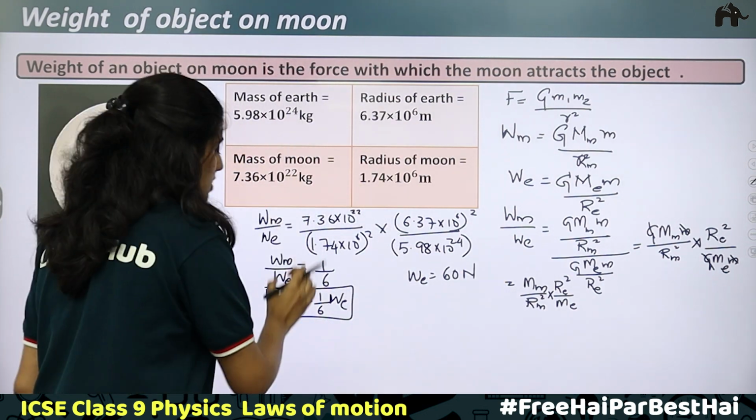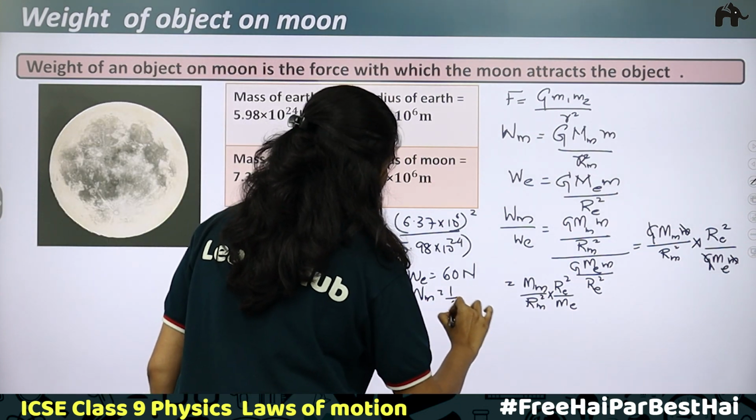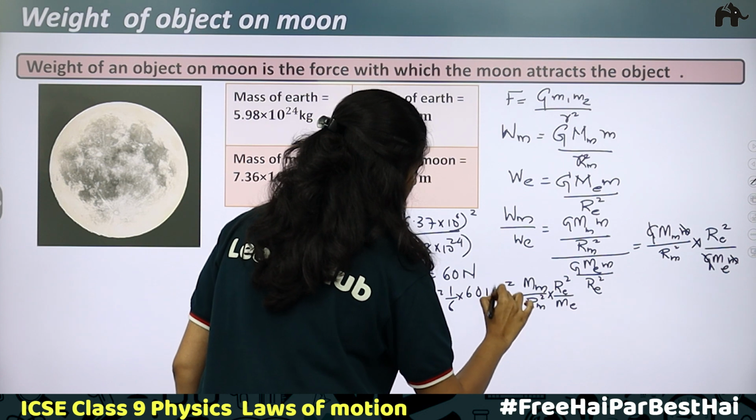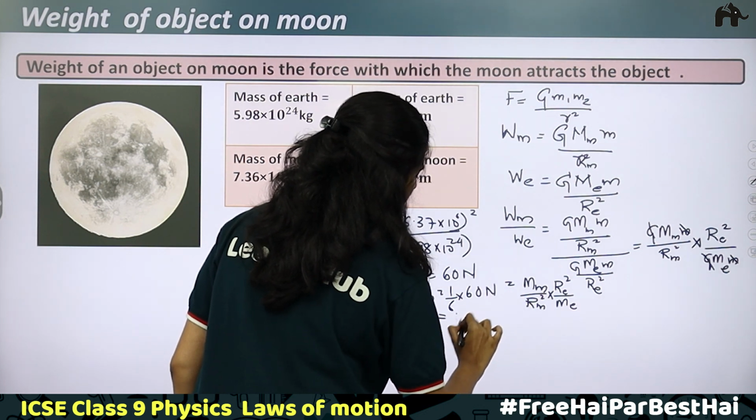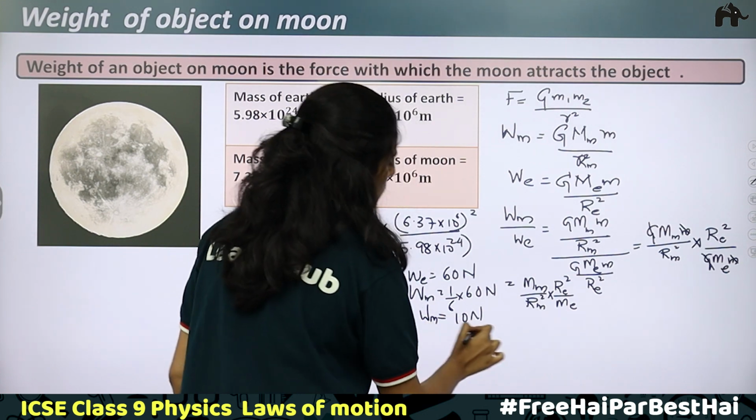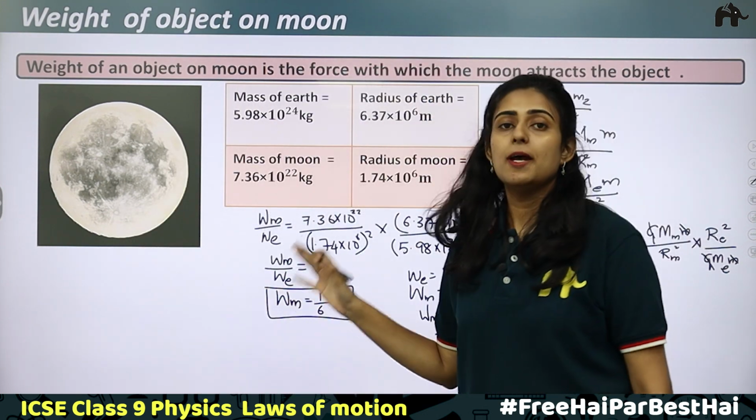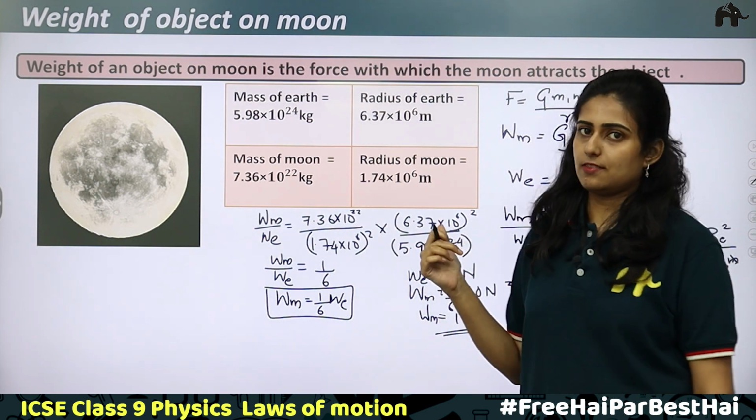what is its weight on moon? Weight on moon will be equal to 1 by 6 times 60 newton, which will be equal to 10 newtons. Weight on moon will be equal to 10 newton. So, this is the relation between weight of an object on moon and the weight of an object on earth.